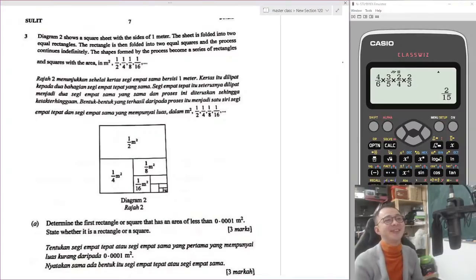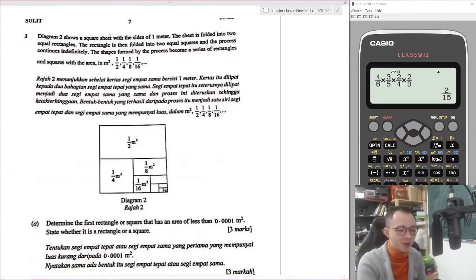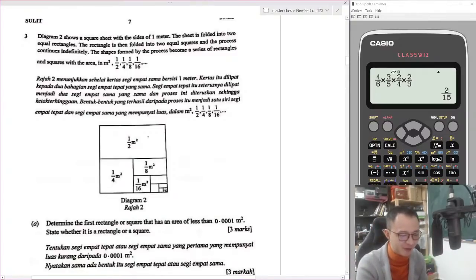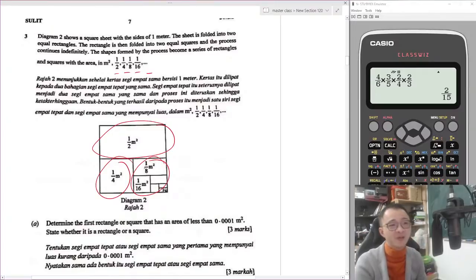Alright, so over here this question you have a square sheet, and then you just imagine, I believe they want to fold the square sheet. So then you will get all this area here. You should be able to see this is half, this is 1 over 4, this is another 1 over 4, and the 1 over 4 they actually keep on folding until it becomes very small here. So it forms a progression.